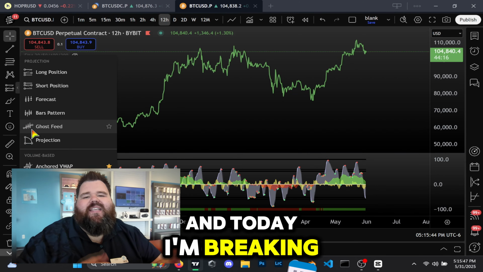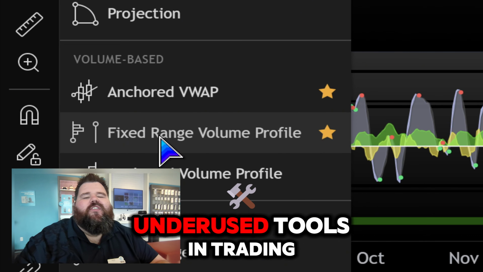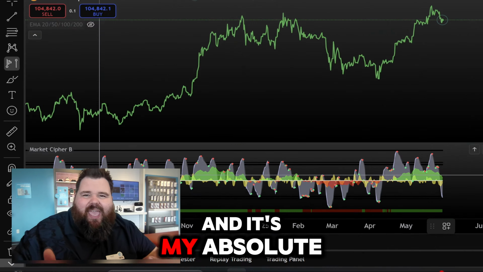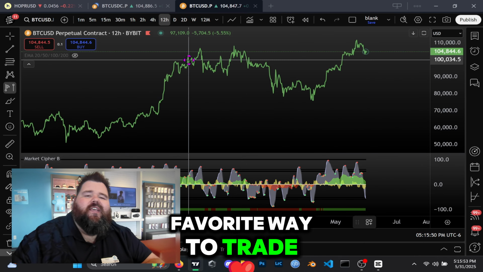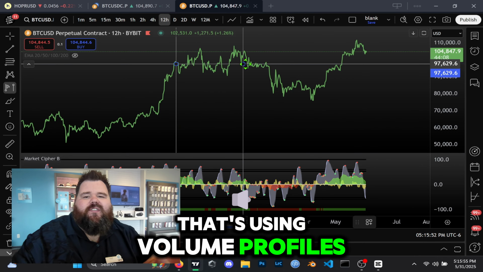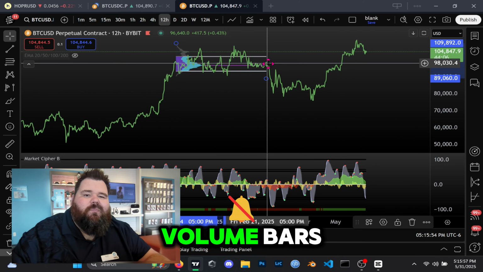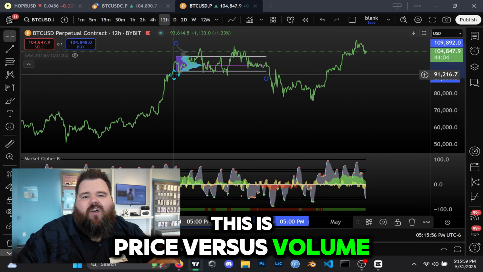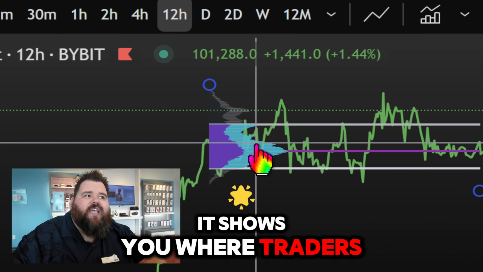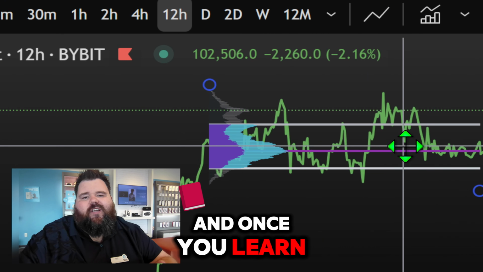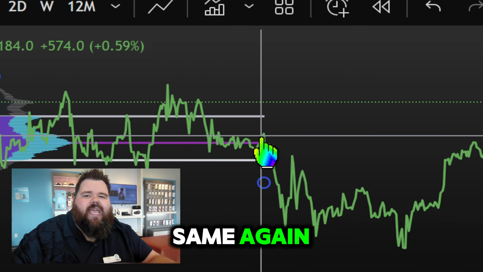And today I'm breaking down the most powerful, underused tools in trading, and it's my absolute favorite way to trade. That's using volume profiles. Not just your basic volume bars, this is price versus volume. It shows you where traders actually care, and once you learn it, well, you'll never trade the same again.